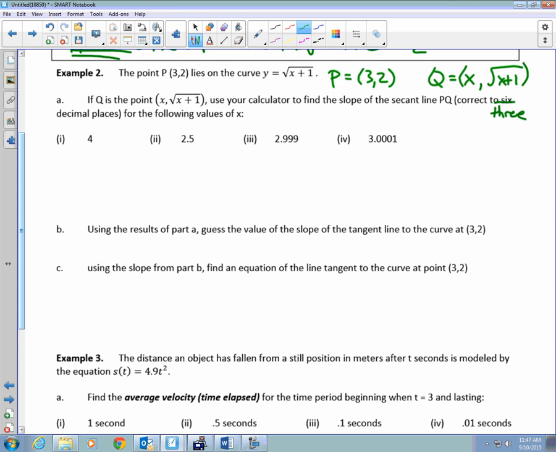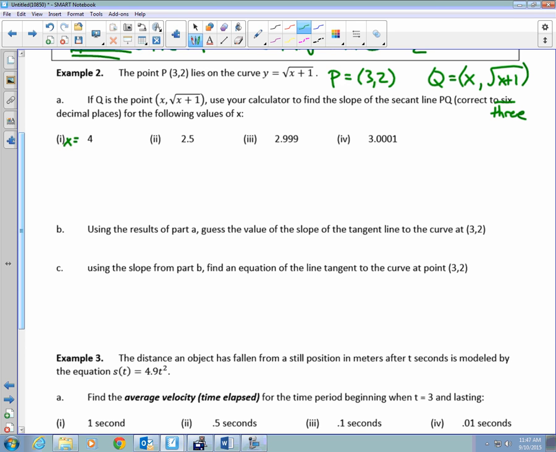Okay? For the following values, here's what I would like. I would like everybody to start with x equals 4. And then I would like you two and you two to do 2.5. Everybody in the middle do 2.999. And I'd like you guys to do 3.0001. Okay? So see if you can come up with the slope of the secant line.